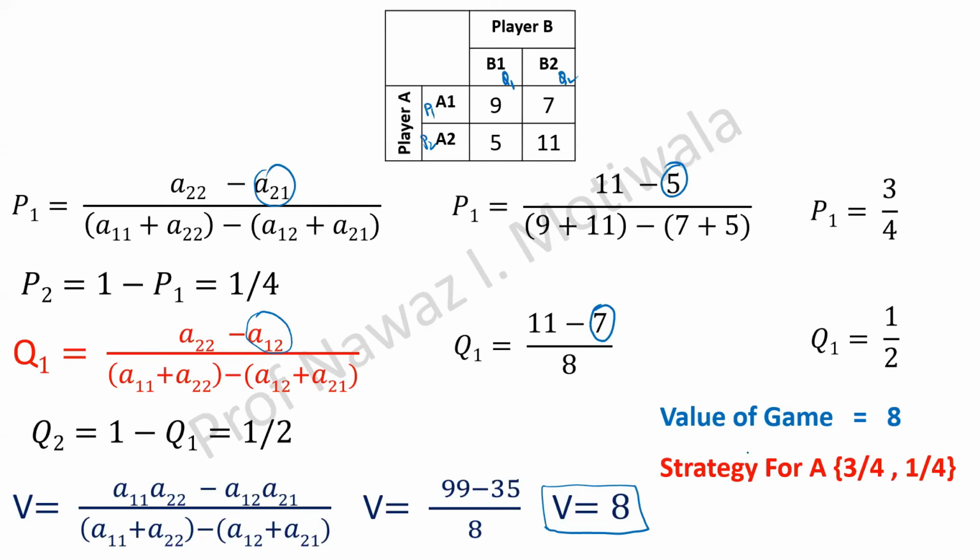Strategy for A, see here what I have written: P1 and P2, the answers are 3 by 4 and 1 by 4. In pure strategy, what we used to write was 0 and 1. So here instead of 0 and 1, it will be 3 by 4 and 1 by 4 for the first and second respectively. Similarly, the strategy for B will be 1 by 2 and 1 by 2, because this was Q1 and this was Q2. So the entire solution is on the screen. Anyone any doubt, please ask.